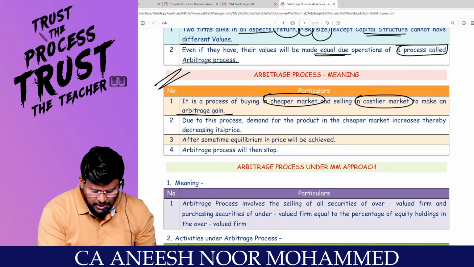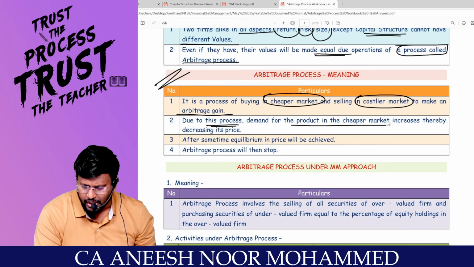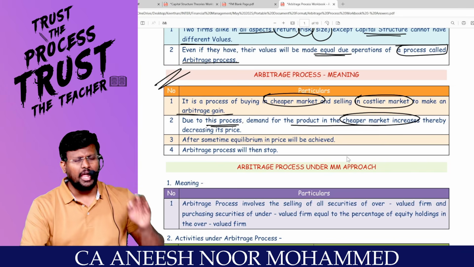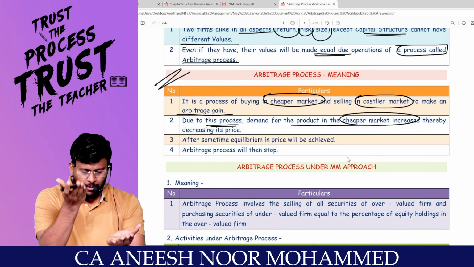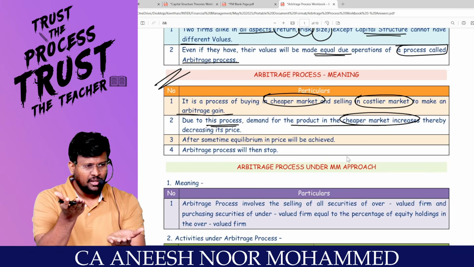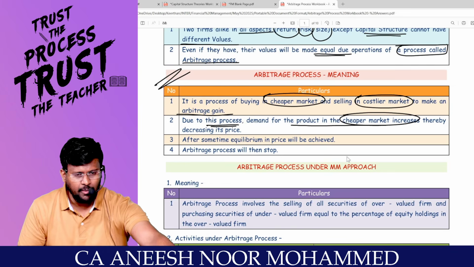So due to this process, the demand for the product in the cheaper market increases. Every person will start selling the shares of the levered firm and start investing in the unlevered firm. Are you really with me?